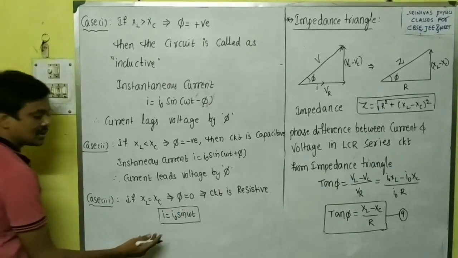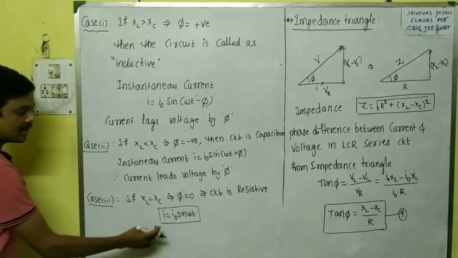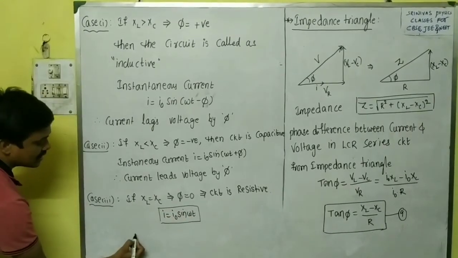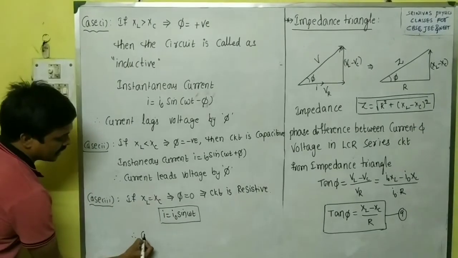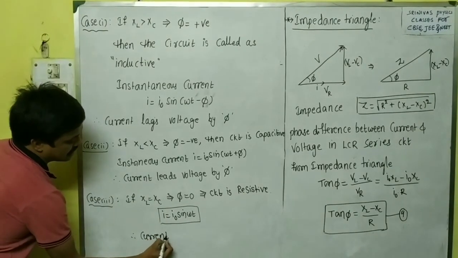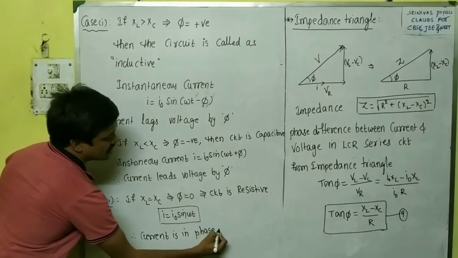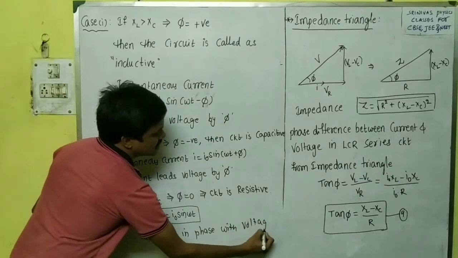Then the voltage equation is also the same. The voltage is V naught sin omega t, and the current also equals sin omega t. That means the same angle. Then we say that in a resistive circuit, with only a resistor, the current is in phase with the voltage. The phase difference is 0.